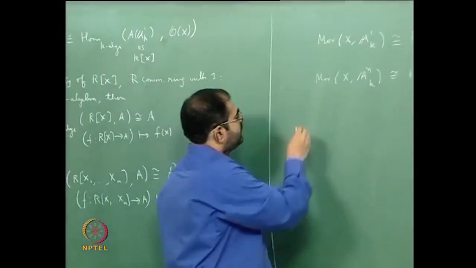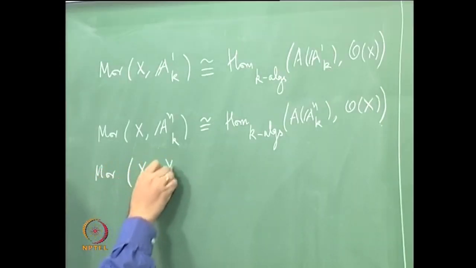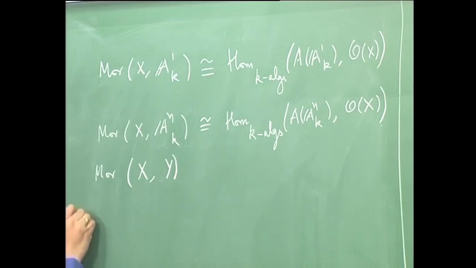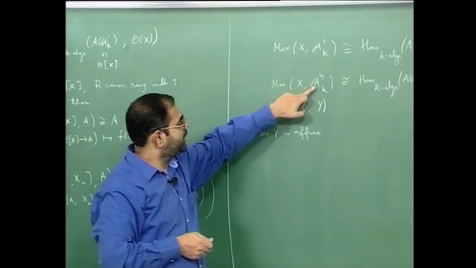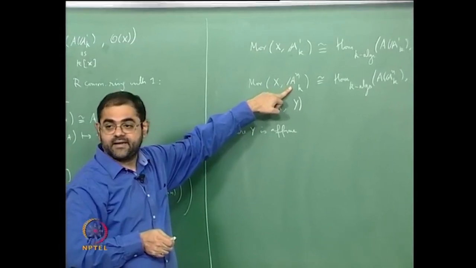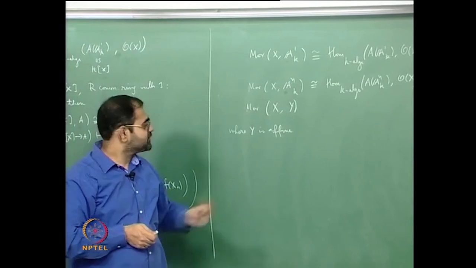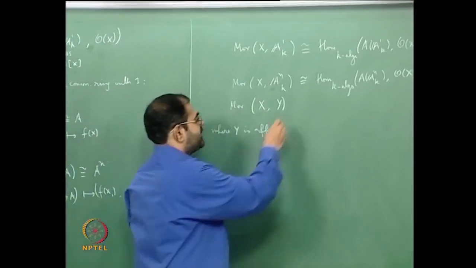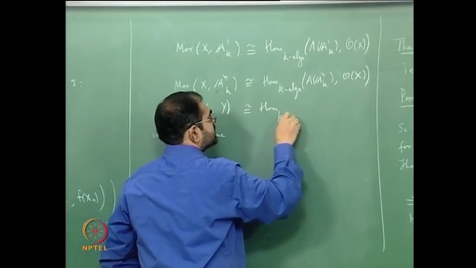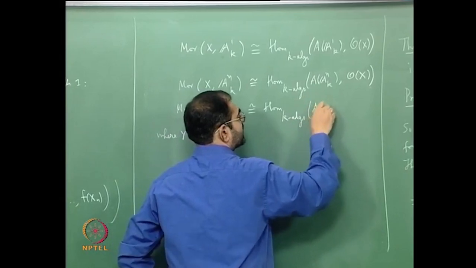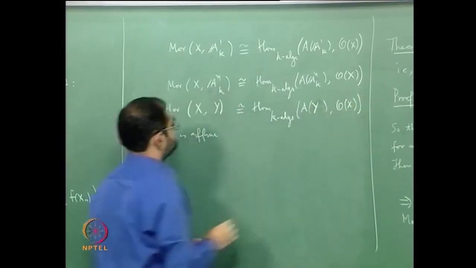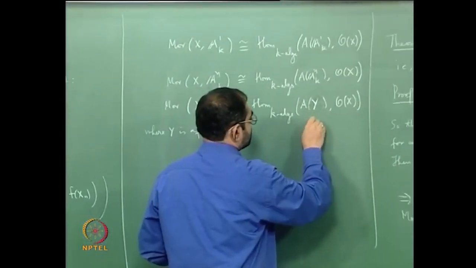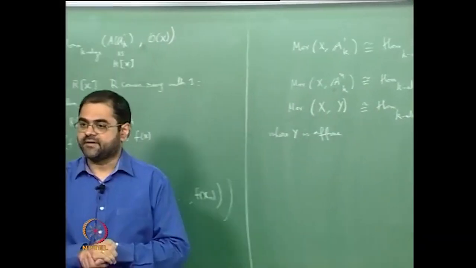And morphisms from X to Y, where Y is affine. So instead of taking the target to be A1, I can take the target to be An. Instead of taking the target to be An, I can take the target to be an affine variety. So the morphisms from any variety into an affine variety can be identified with homomorphisms of K-algebras from the affine coordinate ring of that affine variety to O(X). Sorry, this should be Y. And mind you, this A(Y) is the same as O(Y), there is no difference because Y is affine.